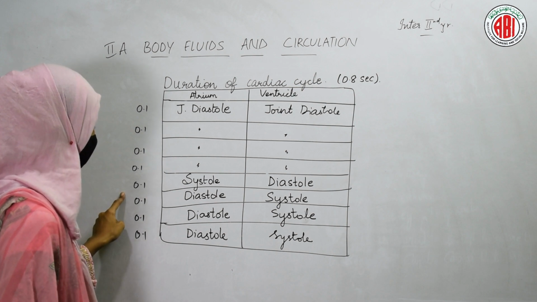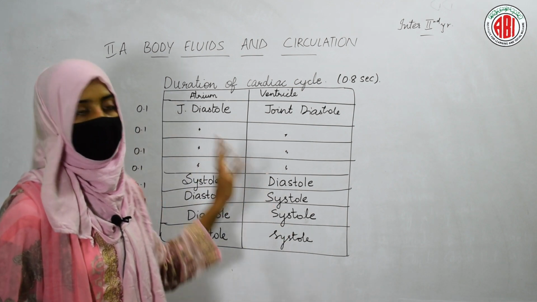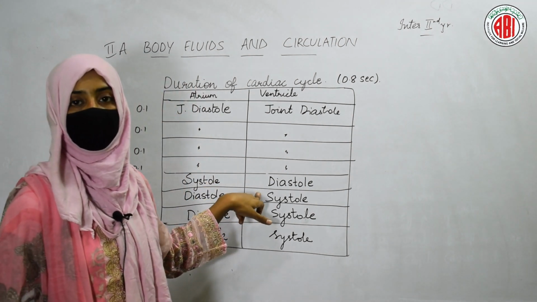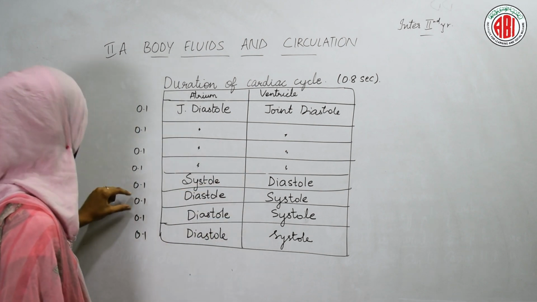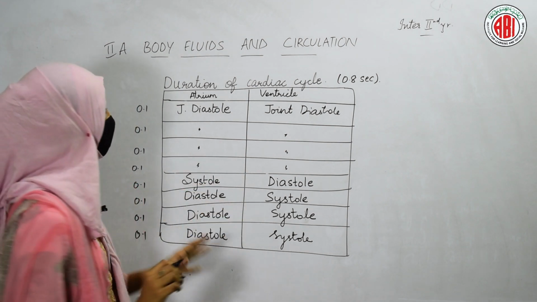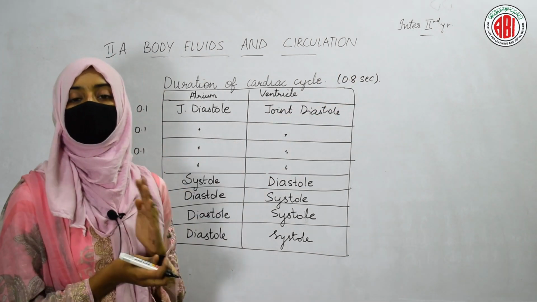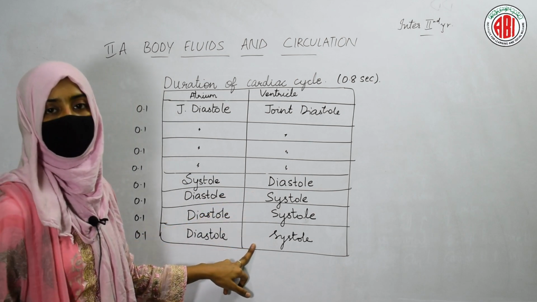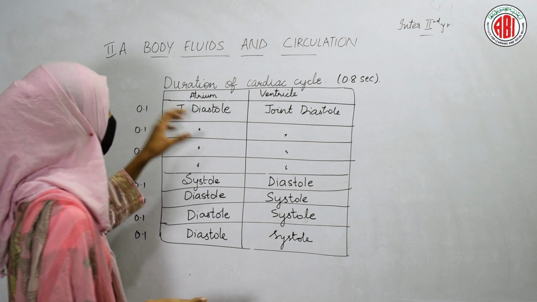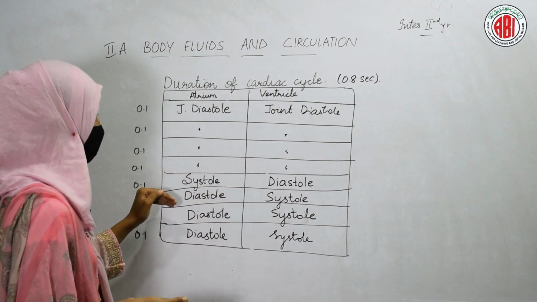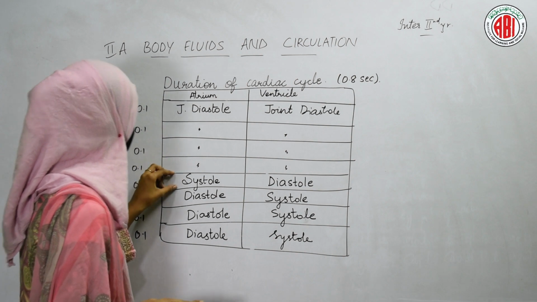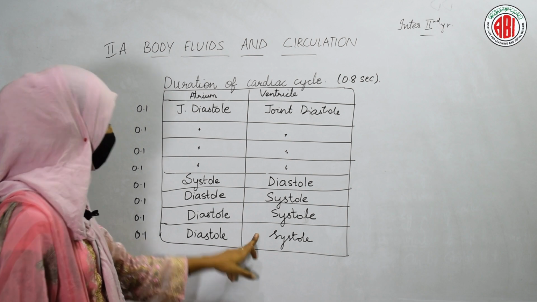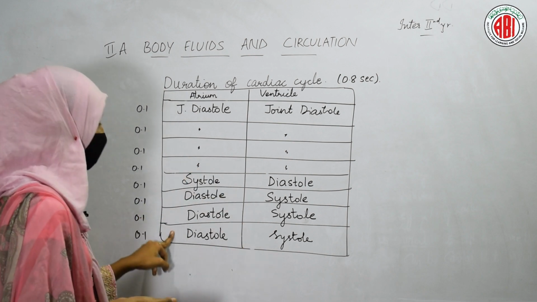Then after this time period, ventricles start contracting, and the contraction of the ventricle is termed ventricular systole. It will initiate at 0.6 second. If you see the time of the cardiac cycle, it is 0.8 second. So at 0.6 second, ventricular contraction starts and it ends at 0.8 second. This is how ventricular contraction and atrial contraction take place. At the time of contraction of the atrium, you can see ventricular relaxation, and at the time of ventricular contraction, you can see the relaxation of the atrium.